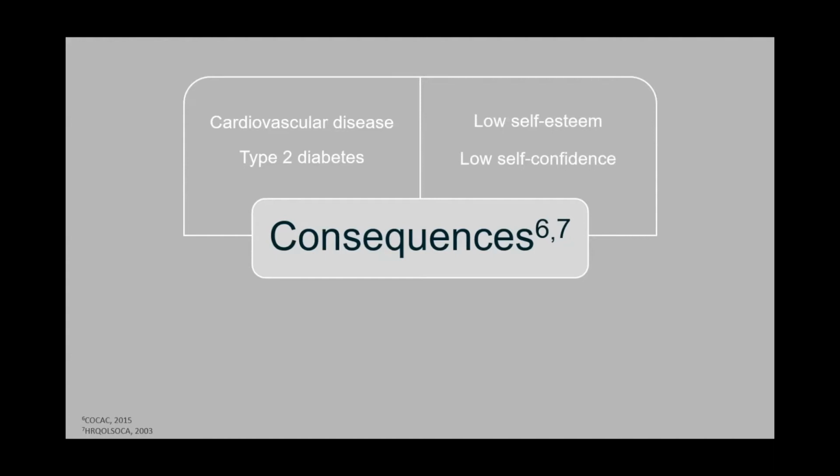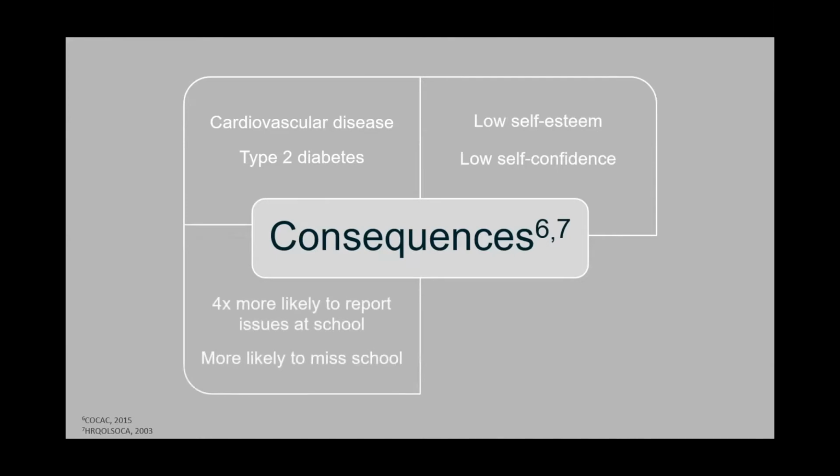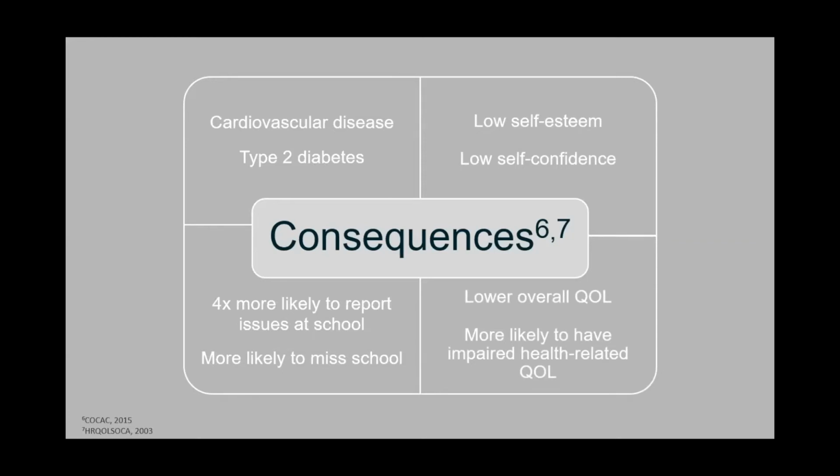Pediatric obesity also plays a profound effect on academic performance, as children with obesity are 4 times as likely to report an issue at school than their normal weight counterparts and are more likely to miss school than their normal weight counterparts. Lastly, pediatric obesity lowers the quality of life for that child. A study demonstrated that children with obesity reported a lower quality of life in all areas than their normal weight counterparts. Additionally, the same study indicated that children with obesity are more likely to have an impaired health-related quality of life than their normal weight counterparts.